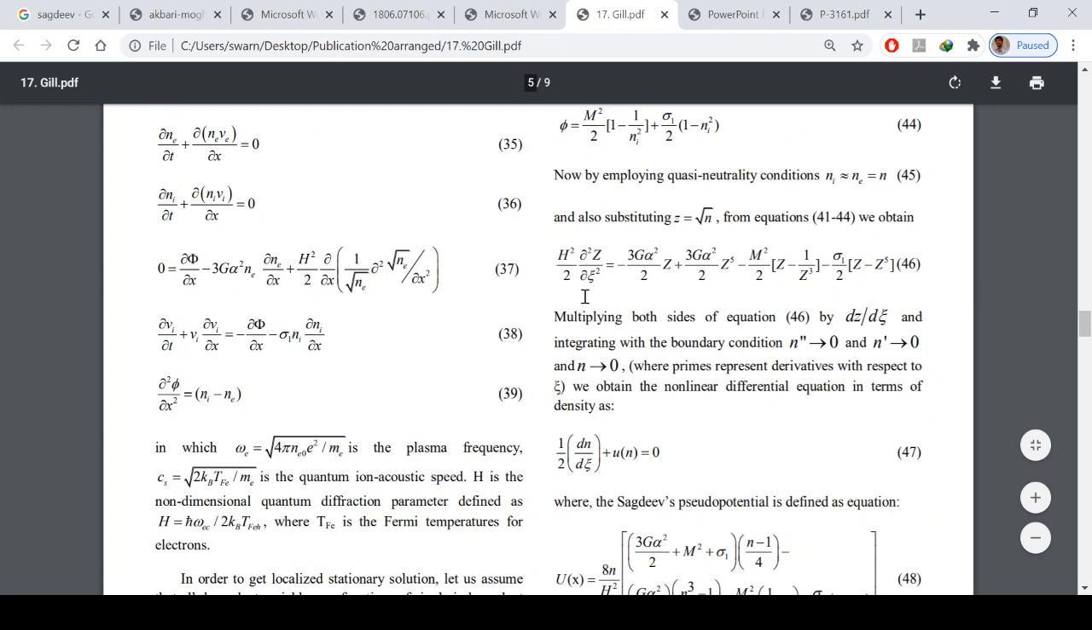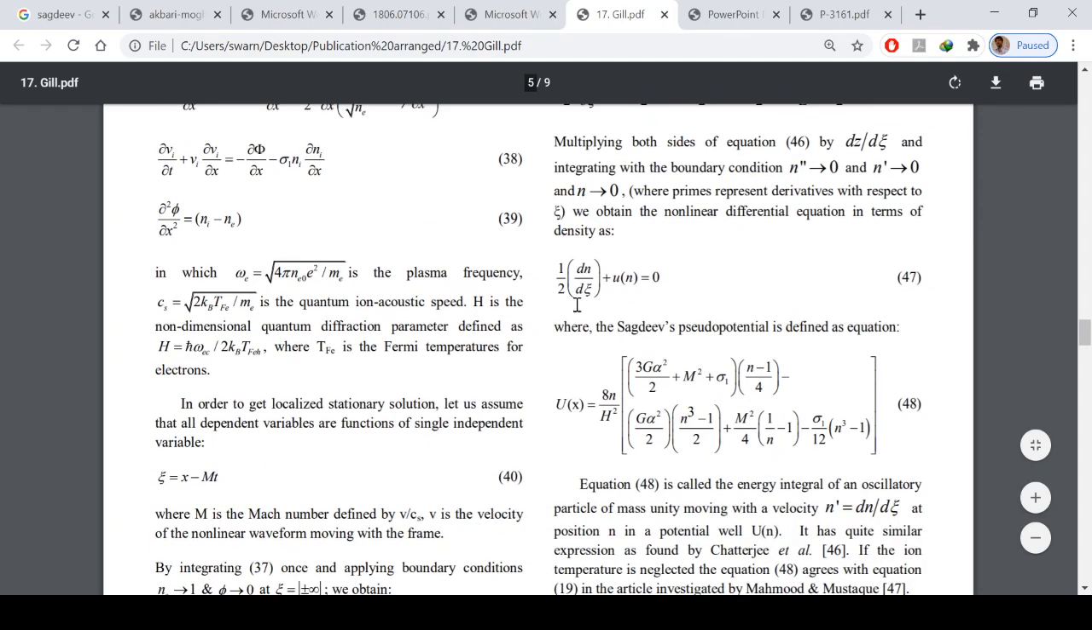Now we have to integrate it, multiplying both sides by dn/dξ, and with the boundary condition that n d²n/dξ² and dn/dξ go to 0 as n tends to 0, you get an expression like this in terms of density. So this u is the pseudo potential.